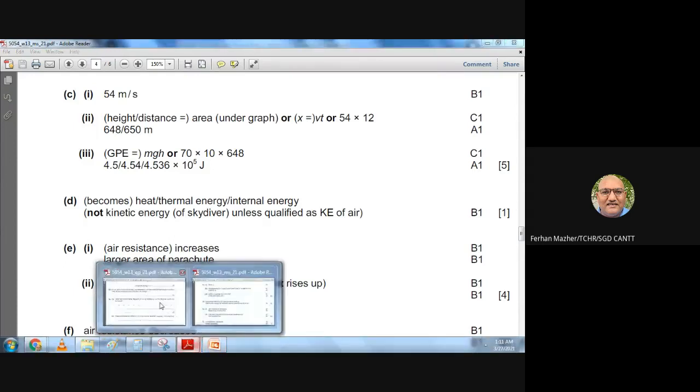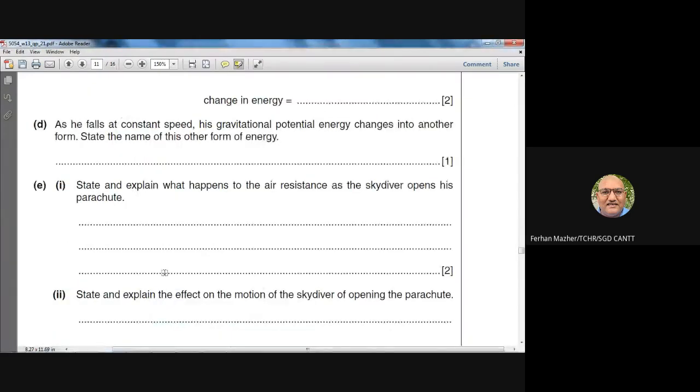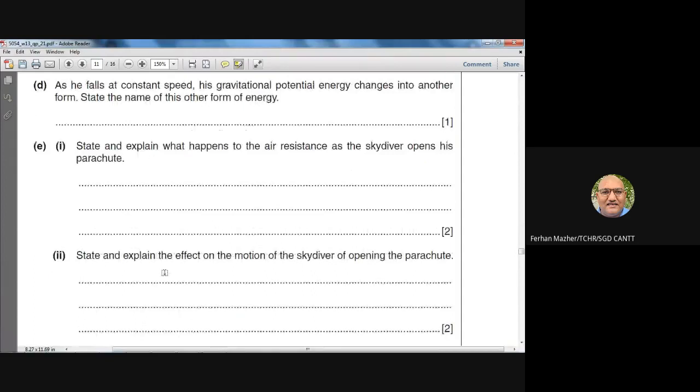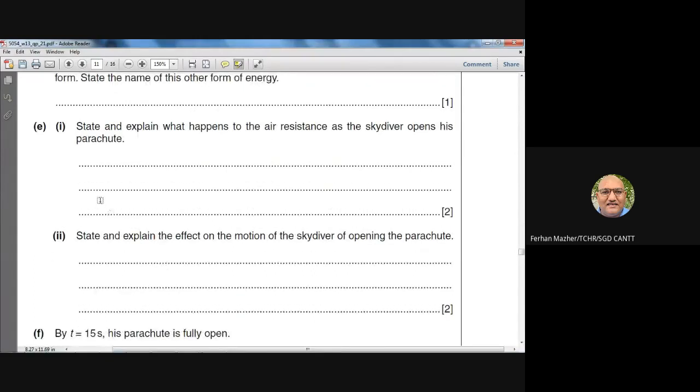Okay, let's move to the next question. The next part is part E. It's a 2-mark question: state and explain what happens to the air resistance as the skydiver opens his parachute. When he was already moving with constant speed, something like 54 meters per second, and then he opened his parachute. Before opening the parachute, his weight and the air resistance were equal to each other, and then all of a sudden he opens his parachute.